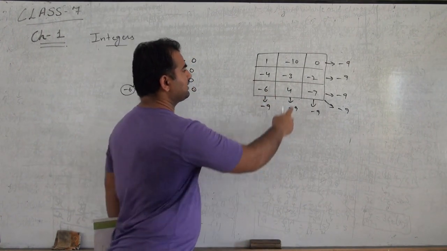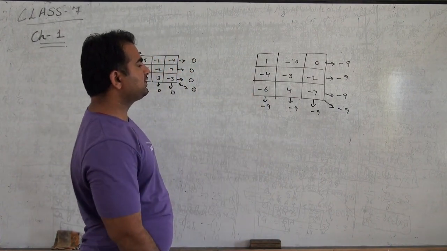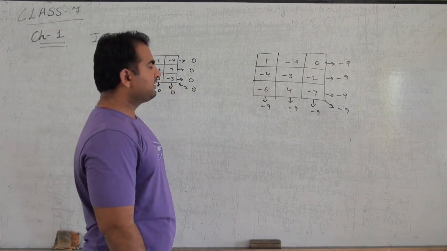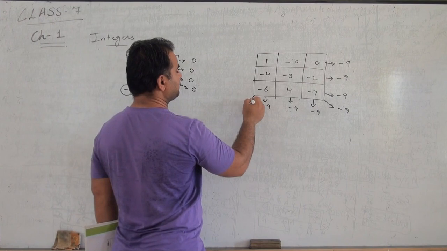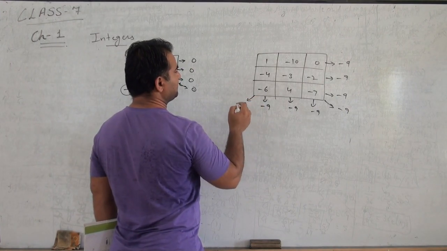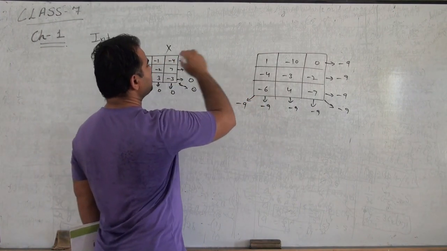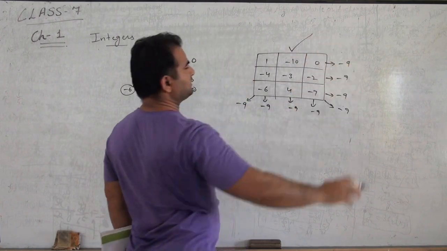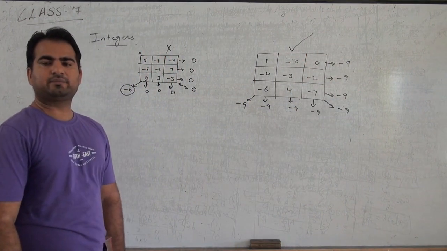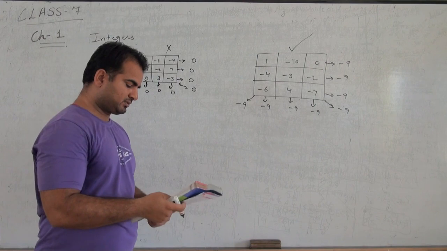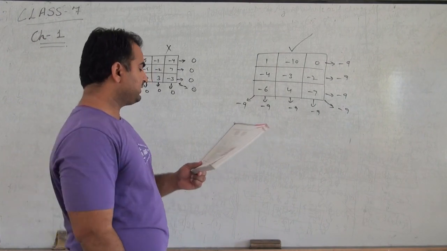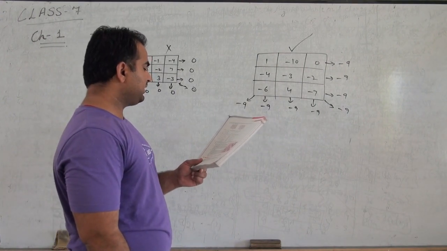So we have to check the last diagonal. Okay, 0 and minus 3 will give minus 3. And minus 3 and minus 6 will also give minus 9. So it is a magic square. Done? Okay. Now what we have to do is, we have to solve question number 8.